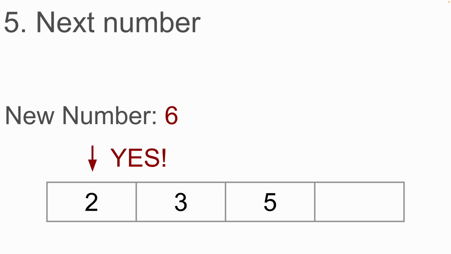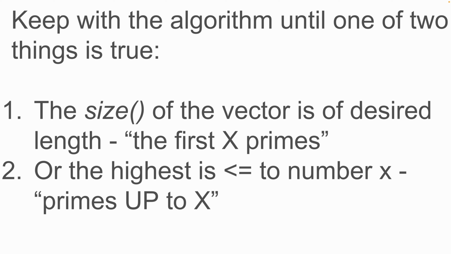6, again, we'll go back to the beginning. Is 6 divisible by 2? Yes, it is. Therefore, we know it's not prime, so we go to the next number. The next number is 7. We again would repeat the same process. Is it divisible by 2? Is it divisible by 3? Is it divisible by 5? Not divisible by any of them. We get to the end of the list, and we add 7 to the end of the list. And so now we know that 7 is a prime number because it wasn't divisible by any of the numbers before it. And we keep this algorithm going over and over again.